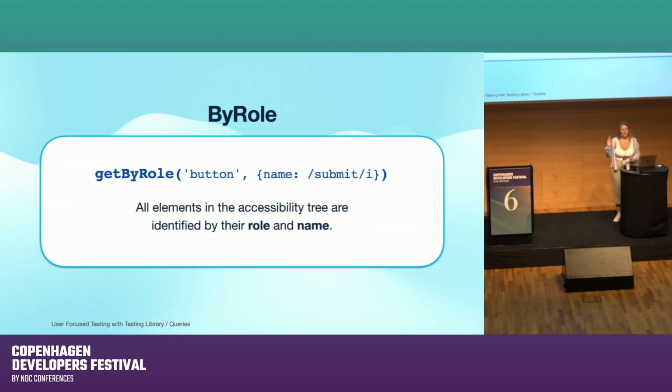By role should be your top choice for querying elements in your UI. You can use the name option with this query to filter elements by their accessible name, which also supports regular expression, as I have here for case insensitivity.